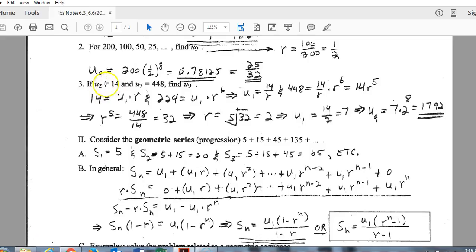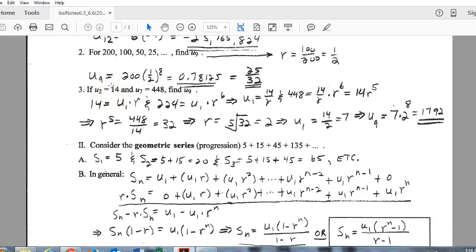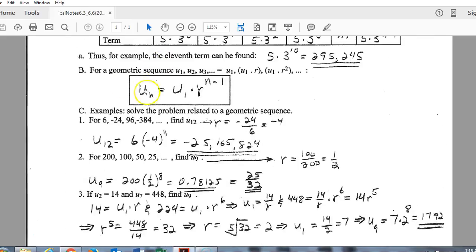So here we go for the first bit of information. My second term represents the n value right there, and the u of n value is 14. So again, like the arithmetics, you got to remember the connection between u of n and n. N represents a term number, and u of n represents the value of that term. So if this is the 10th term, then you would see a 10 for n, and that would be the value of the 10th term.